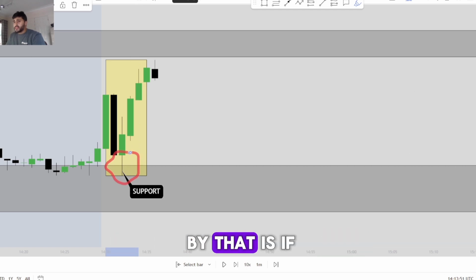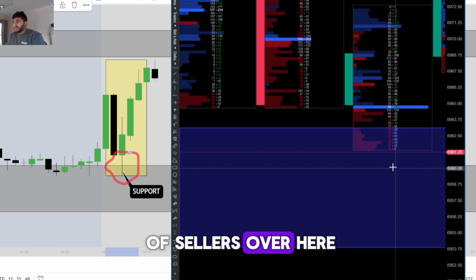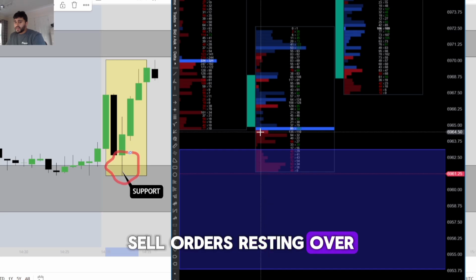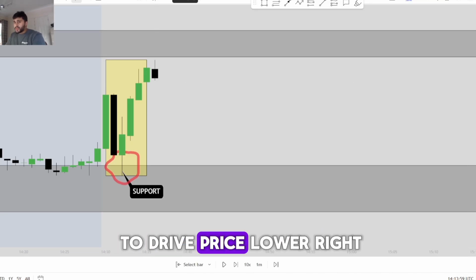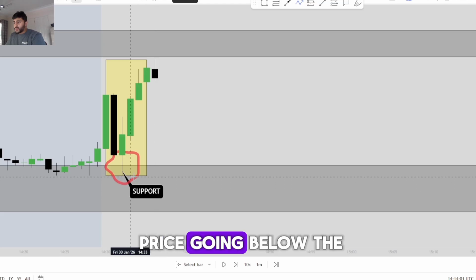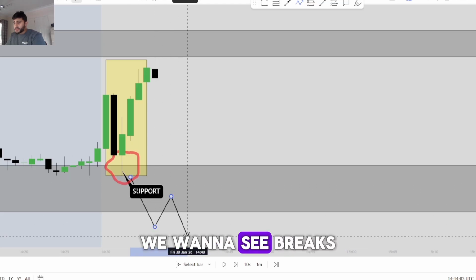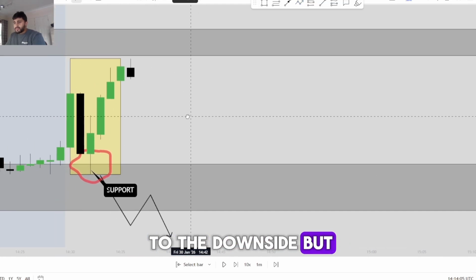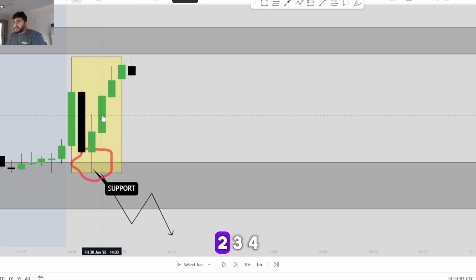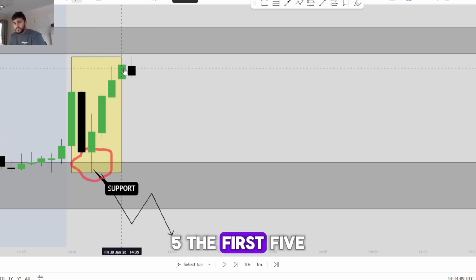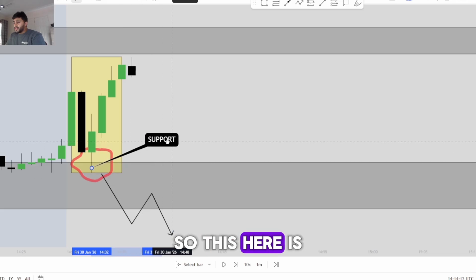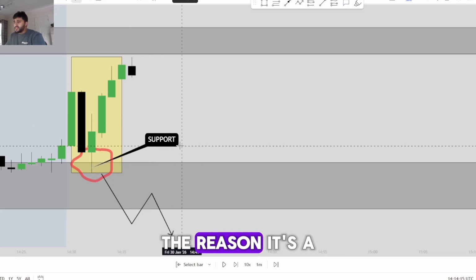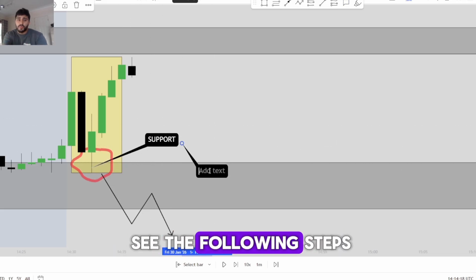What I mean by that is, if you have a lot of sellers over here, we see these sell orders resting over here. Lots of sell orders, and their only goal is to drive price lower. So we want to see price going below the zone like this. We want to see breaks to the downside. But as we can see here, 9:32, 3, 4, 5, the first 5 minutes, we have a rejection higher above the level. So this here is really a support level.